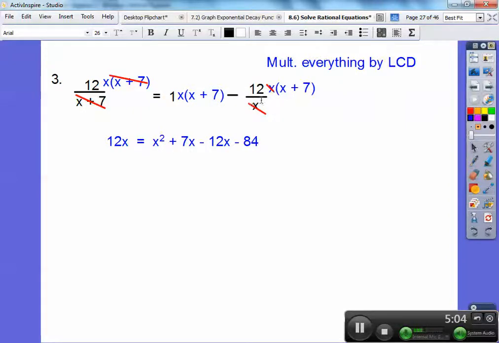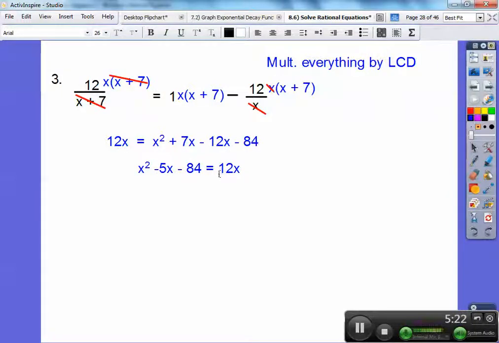And over here, the x's cancel and distribute. Be careful, it's a negative. There's a minus sign. Negative 12 times x and negative 12 times 7 gets me that right there. Okay, let's clean it up a little bit. Okay, and I get that. I flipped it around and combined like terms. 7x plus negative 12x is negative 5x equals this 12x.